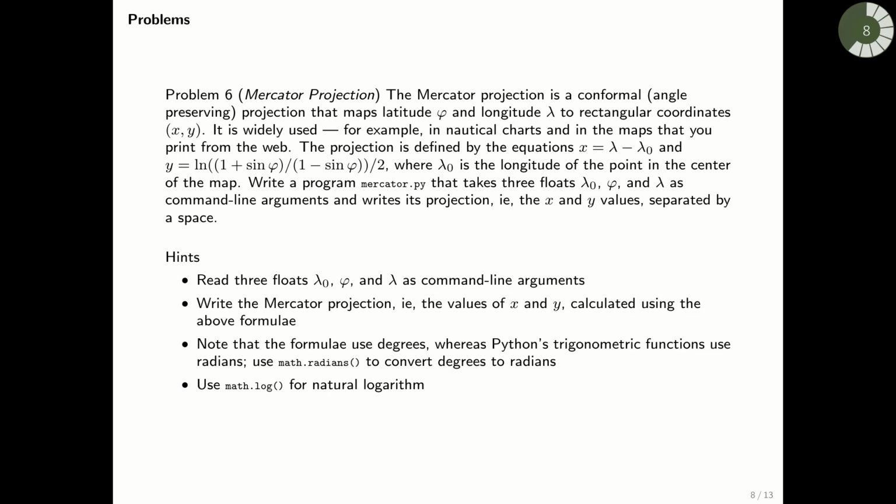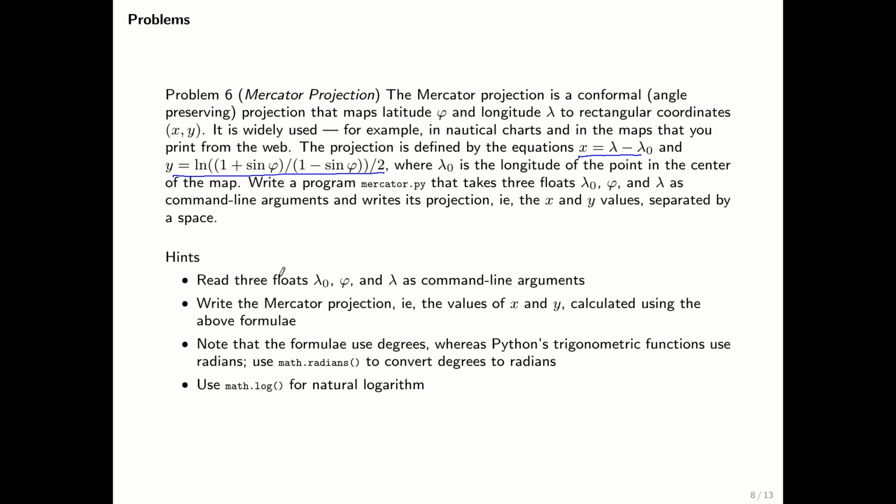The next problem is called Mercator projection, and here you're supposed to write a program called Mercator that takes three floats, lambda naught, phi, and lambda as command line arguments and writes its Mercator projection. That is, it writes the x and y values which are calculated using these formulae. Okay. So first read the three floats, lambda naught, phi, and lambda as command line arguments, and then write the Mercator projection, meaning calculate the values x and y using the formulae here and write them out separated by space.